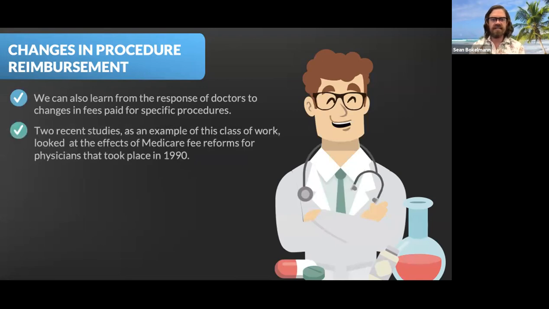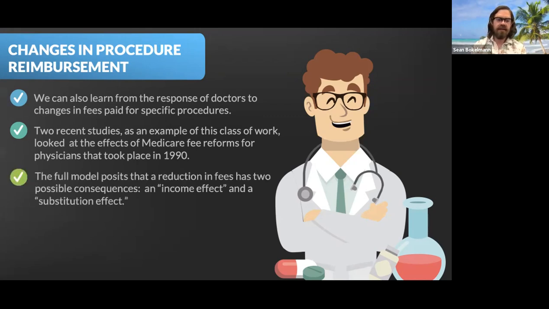Two recent studies did this. They looked at the effects of Medicare fee reforms. That's something that happens quite frequently: Medicare is reformed and there are all kinds of changes to fee reimbursement. This particular change took place in 1990. And the full model suggests that a reduction in fees has two possible consequences. And we've seen these things before. The two possible consequences are an income effect and a substitution effect.